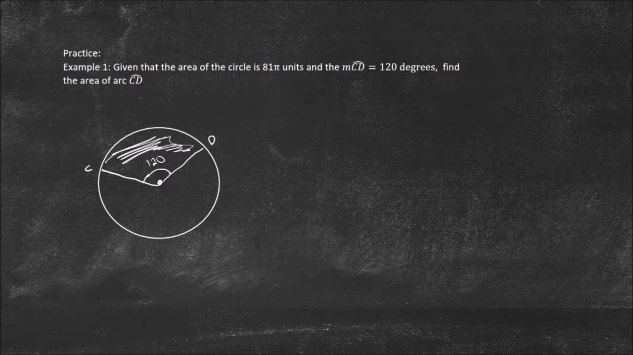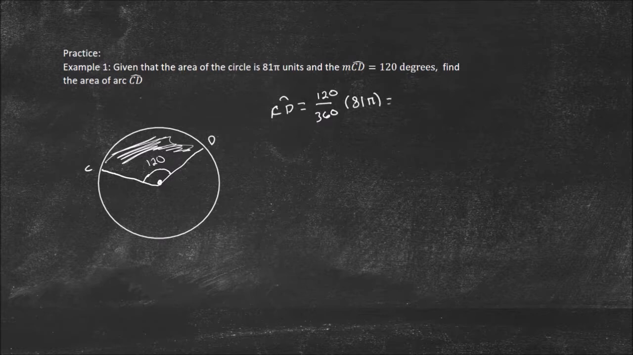And I'm just going to write down my formula. So I know the arc area, CD, equals the angle measurement divided by 360 times the area, right? Well, I'm given the area, so this is actually pretty simple. I'm just going to do 120 over 360 times 81 pi, and that'll give me my result.